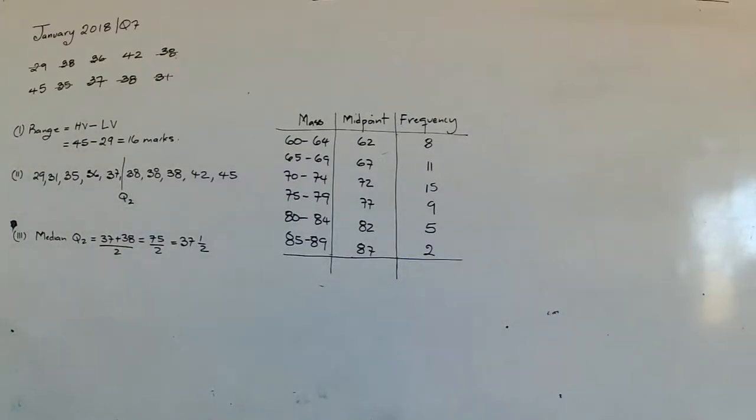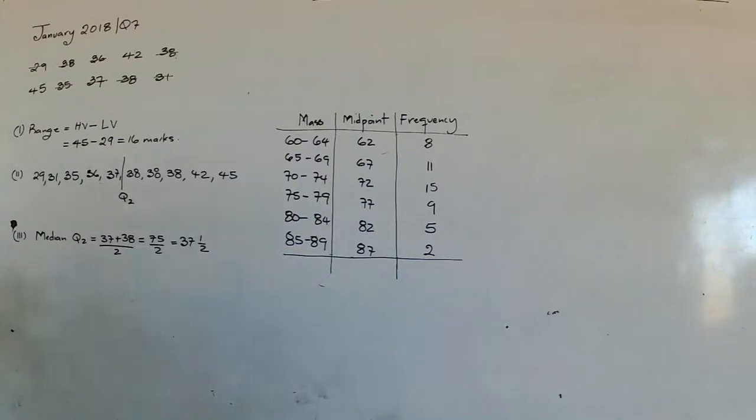Next we need the interquartile range. The interquartile range, IQR, is equal to Q3 minus Q1. Q3 is the third or upper quartile, and Q1 is the first or lower quartile.